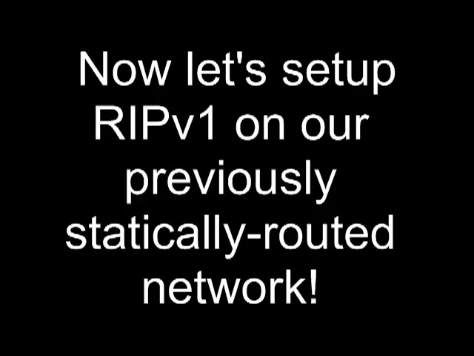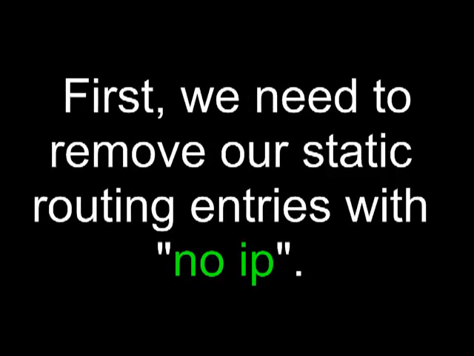Now let's set up RIP version 1 on our previously statically routed network. First, we need to remove our static routing entries with no ip.